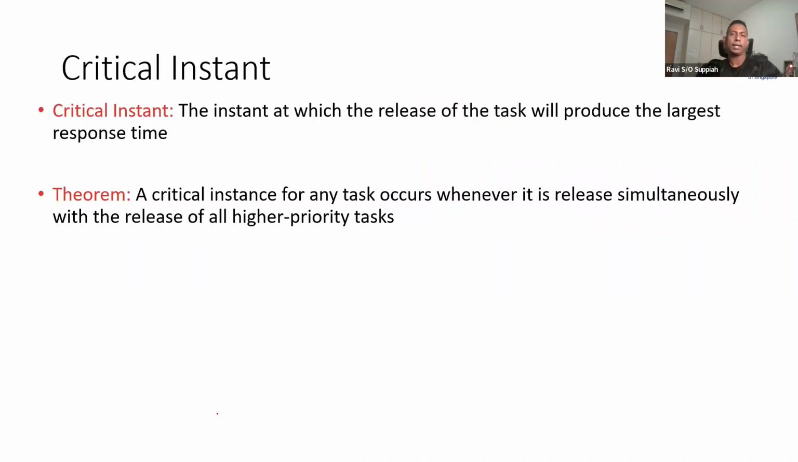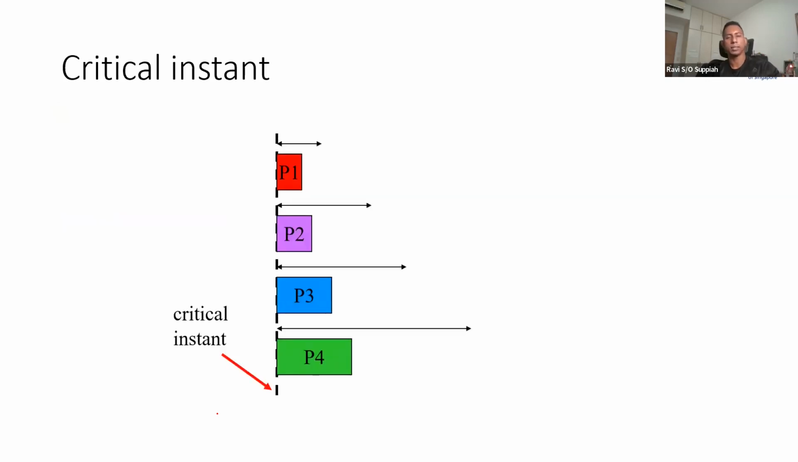To have a better idea of this, we are going to look at the critical instance. A critical instance of a task is a point in time where, when you release the task, all the other higher priority tasks are also released at the same time, which means you have to wait the longest. If I have multiple tasks and all of them are released at the same time, you can just think of it as time t equals 0. That means all the tasks are ready at the same time.